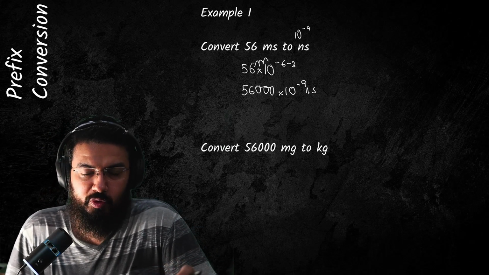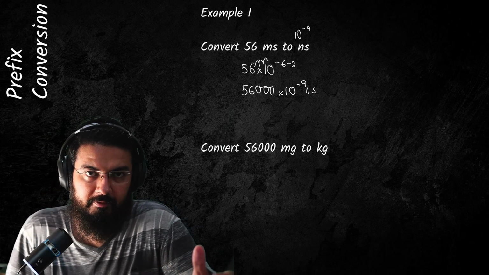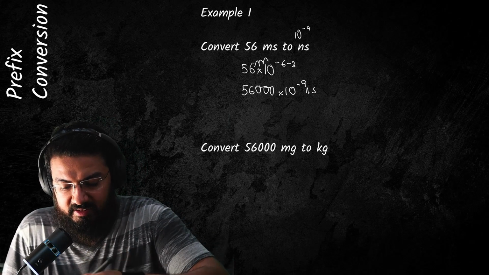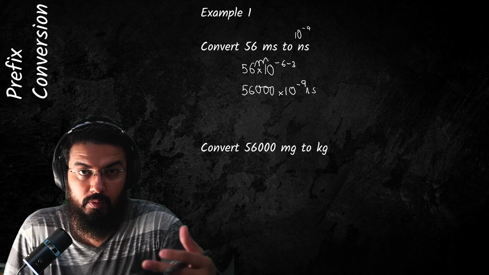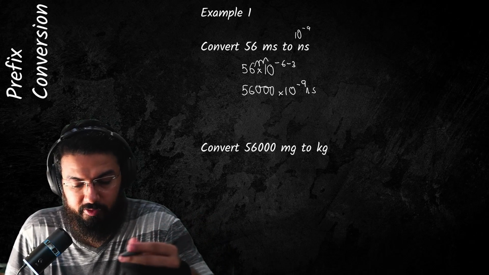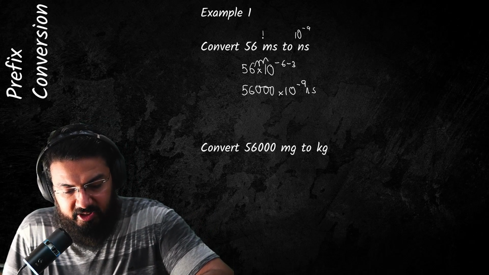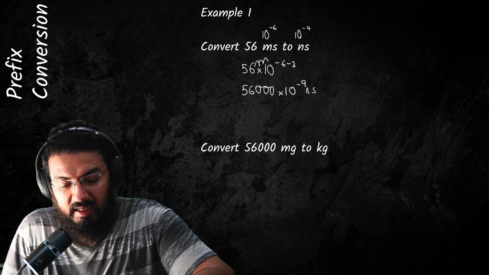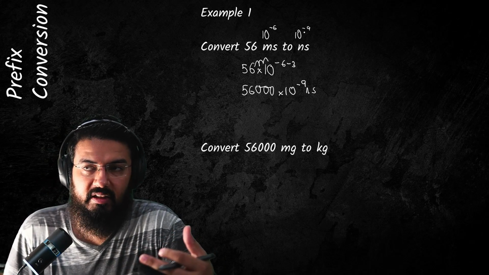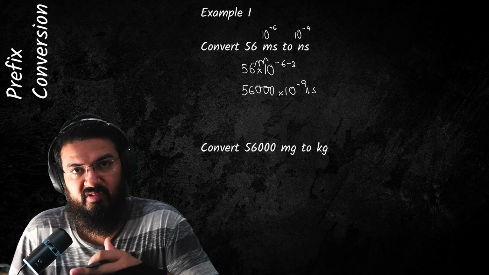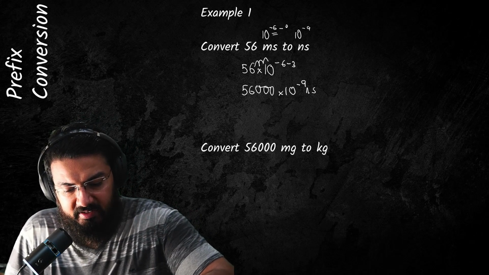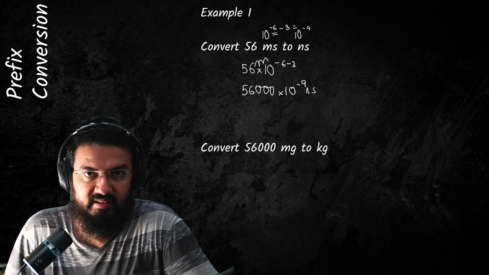So the idea is very simple. You check which power of 10 you have, and you write down which power of 10 you want to convert to, and you're just going to add or subtract the difference. So I had 10 raised to the power minus 6 and I want to convert to 10 raised to the power minus 9. So I know that I'm going to have to subtract 3. So minus 6 minus 3 is going to give me minus 9.